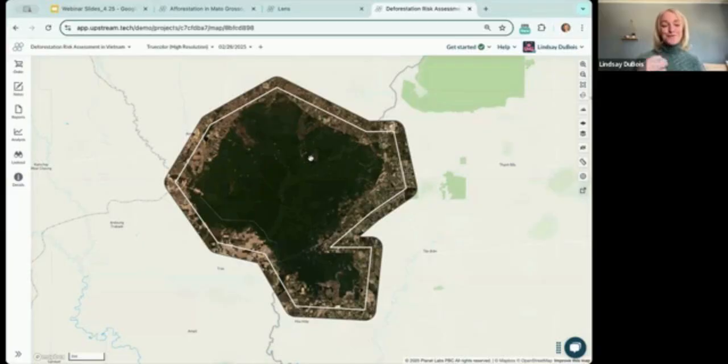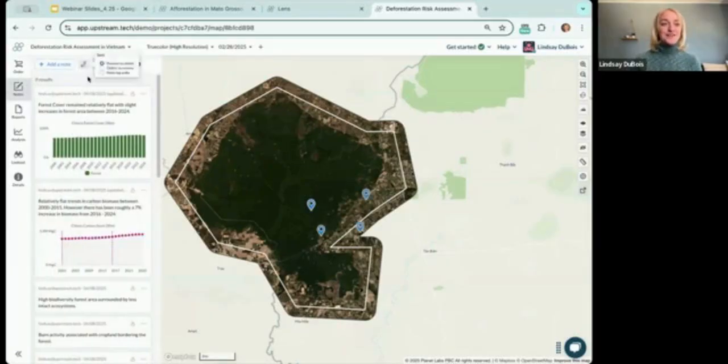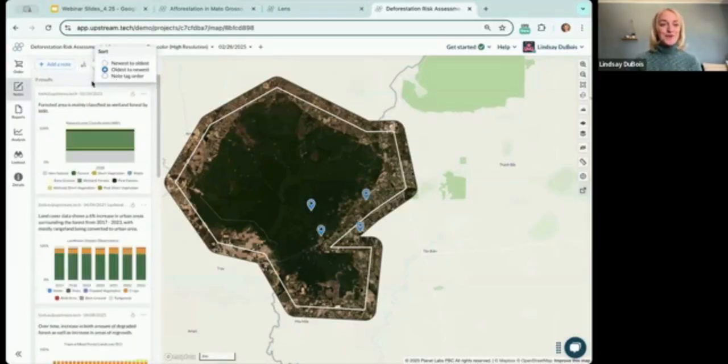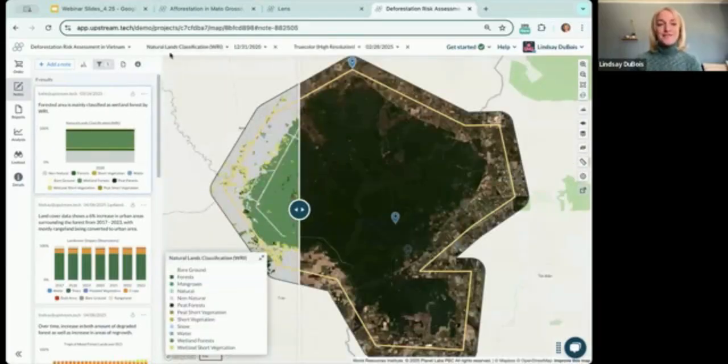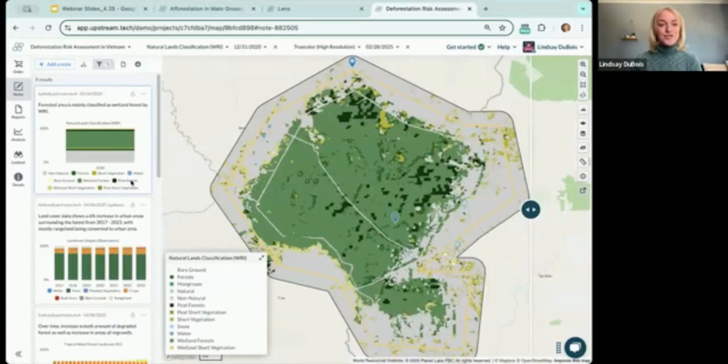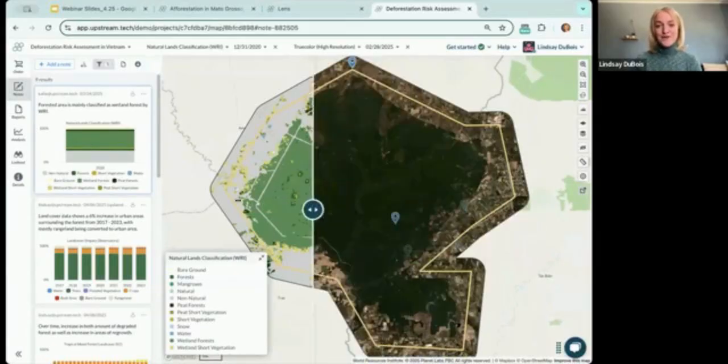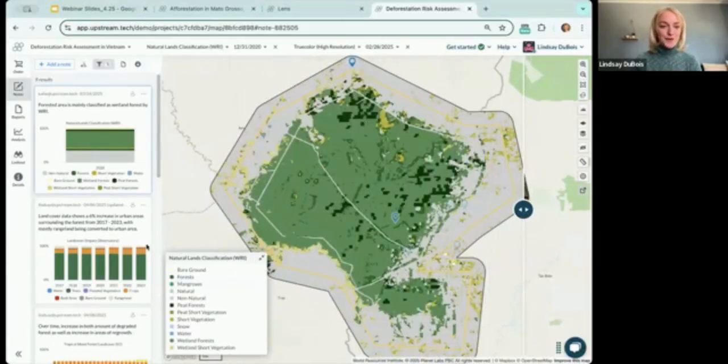So rather than running the analysis on each one of those, I'm going to fast track this a little bit. I'm going to go straight into the notes section where we have done a lot of this work. And I'm going to sort from oldest notes to newest right now. So if I click on the first one, we're using WRI's natural land classification model data set, which you can see that the majority of this property and forested area is considered wetland forest. So I think that is a helpful starting point.